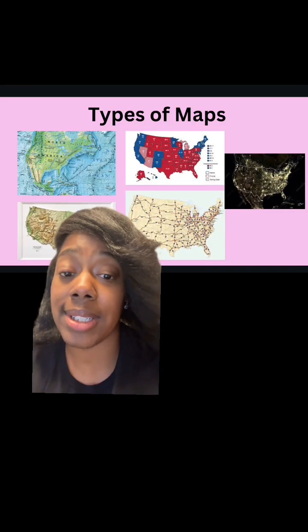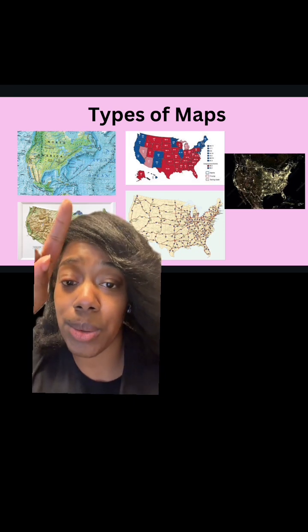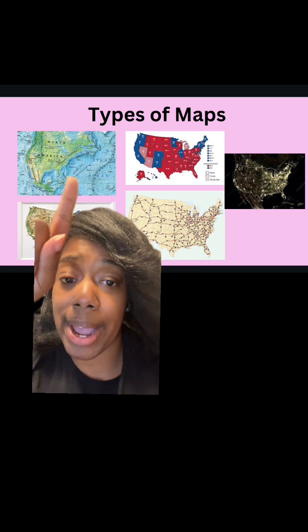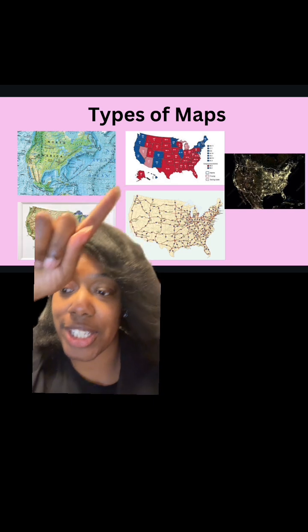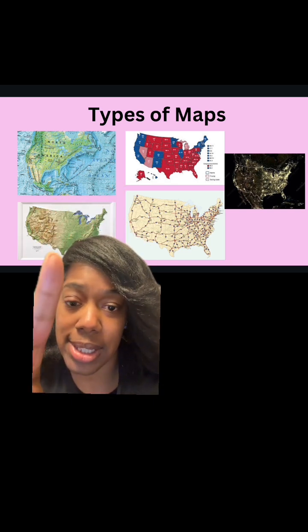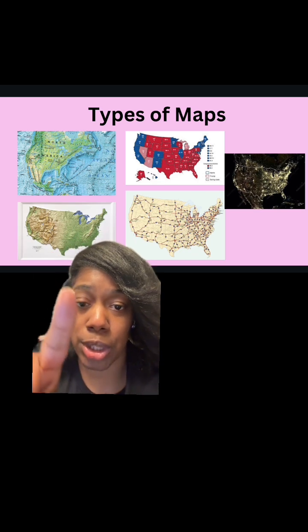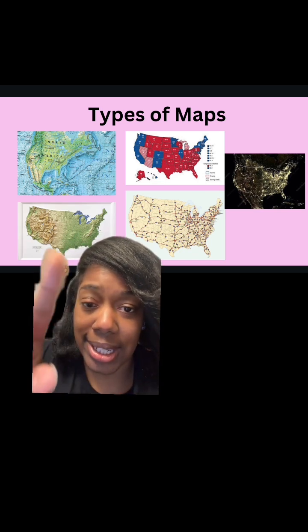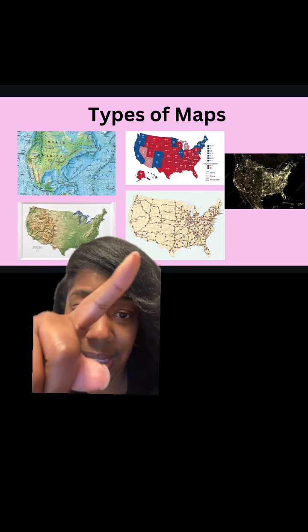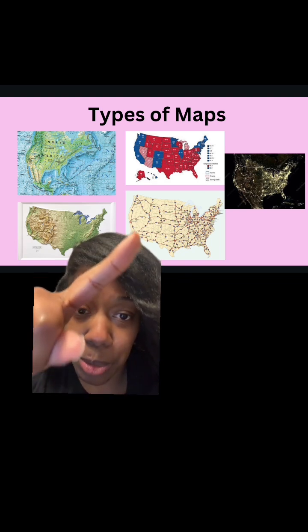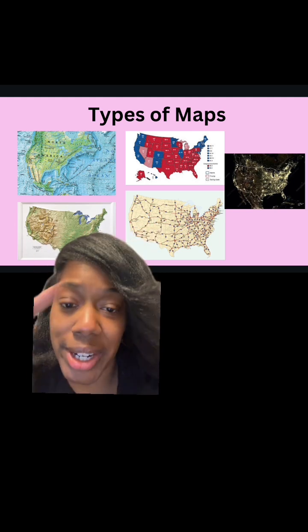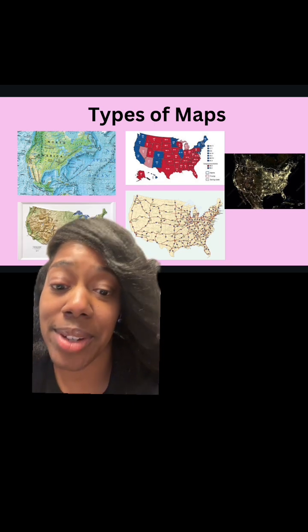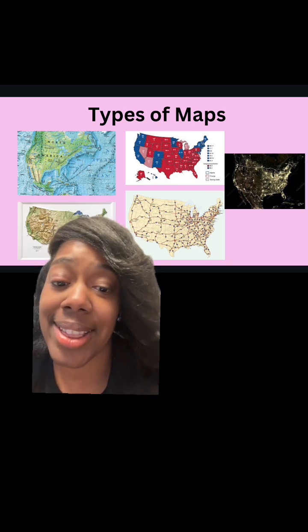Next, we'll break down the types of maps. So in this corner is the physical map. Over here is the political map when we look at elections. Down below is the topographic map, which shows where the mountains and landscape are. Right here is the map that we'll be using, which is the actual road map. And the map in the corner is a satellite view of what the US looks like in the nighttime.